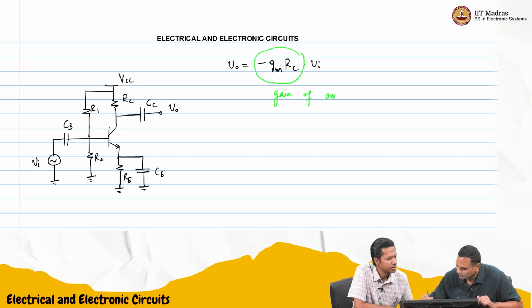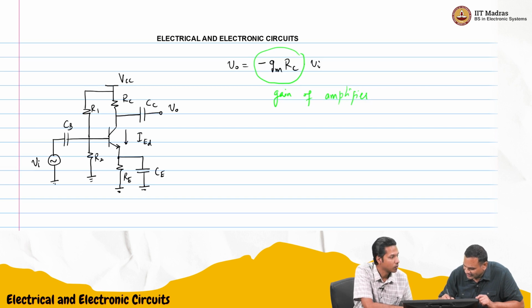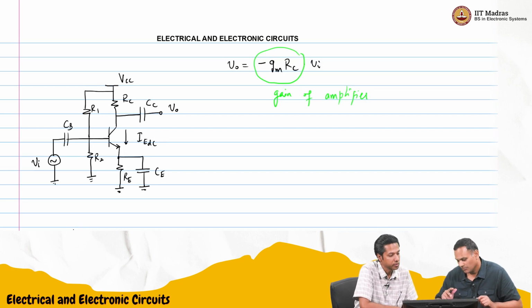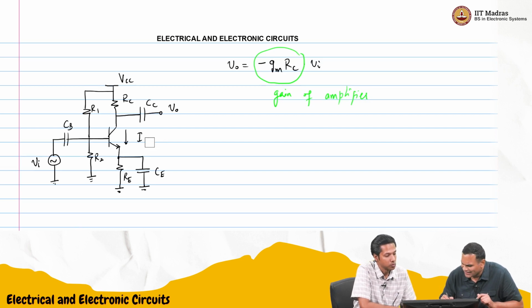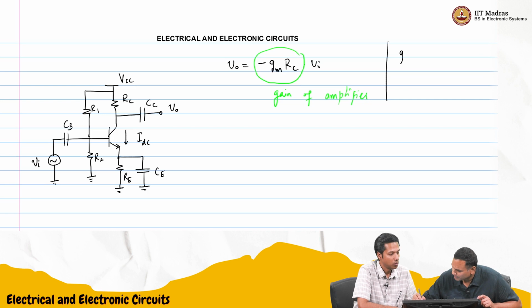GM, transconductance, we said it's IDC by VT. That's correct. So if this bias current is IC DC, I think IC DC and IE DC were the numbers we used. Let's call it IDC now. It's the same. Maybe we'll just call it IDC. Easier. So we said that the GM of the transistor was just IDC over VT, the thermal voltage.